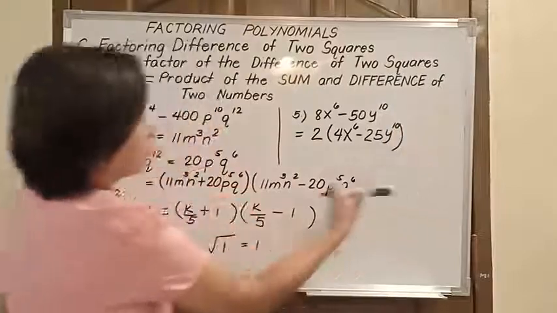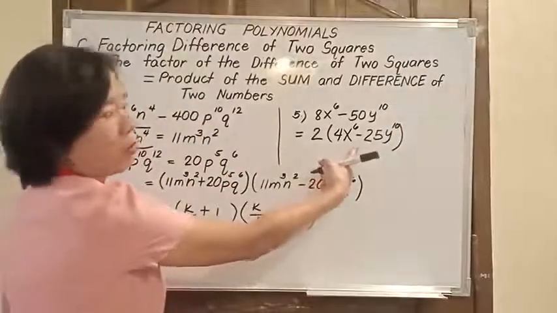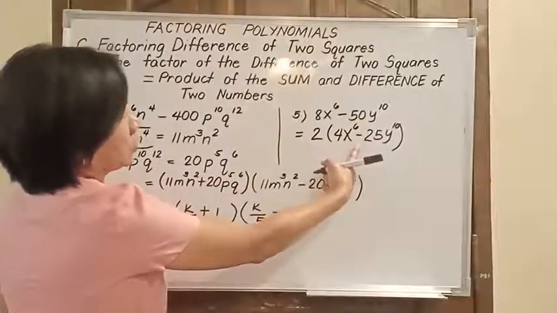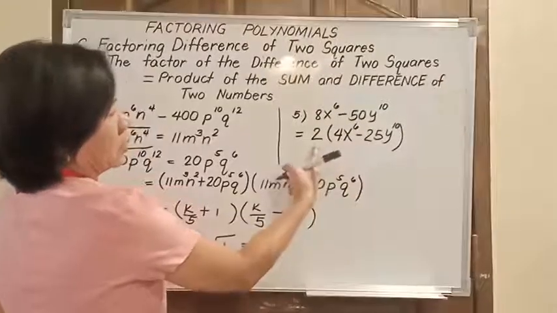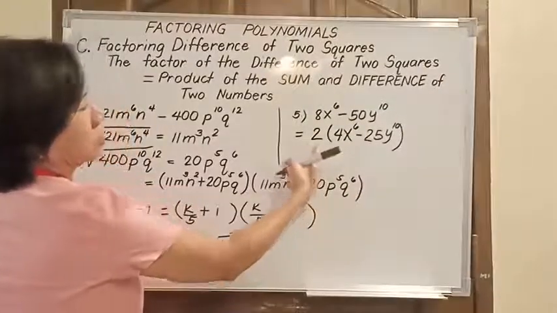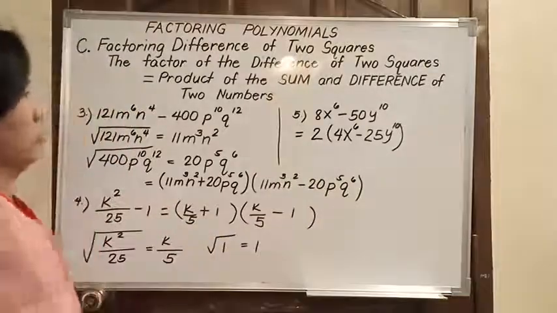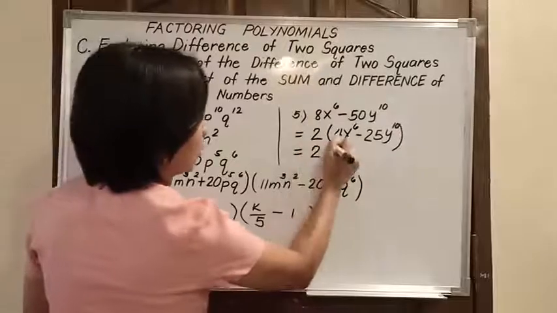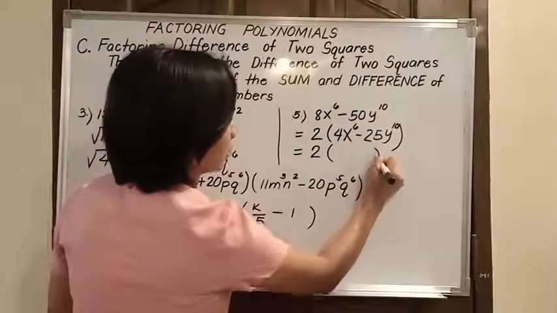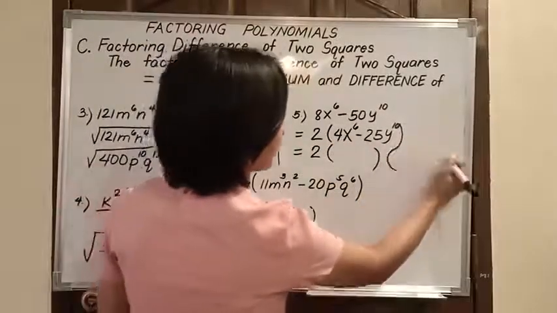So here we have now the difference of two squares. Perfect square, perfect square. Then we factor out 2, since 2 is the greatest common factor. So you bring down 2, and then we will solve for the factors of this difference of two squares.